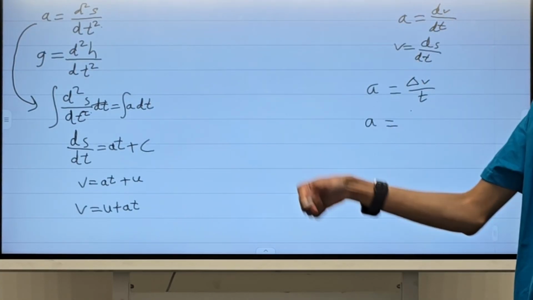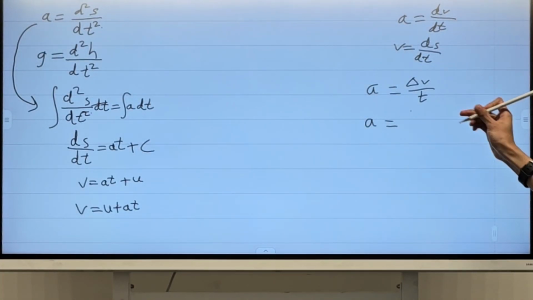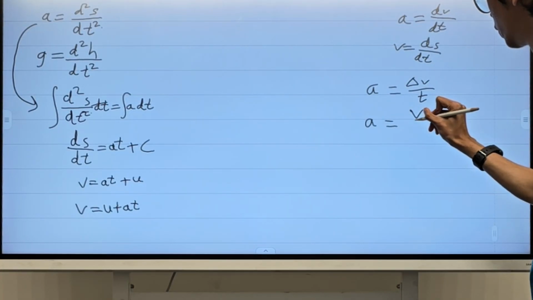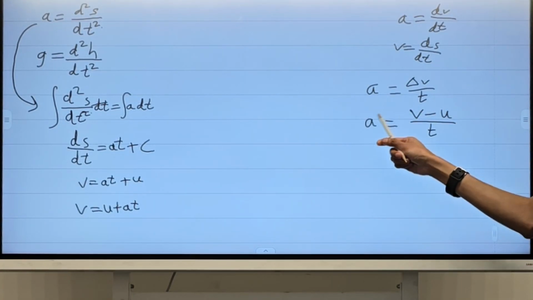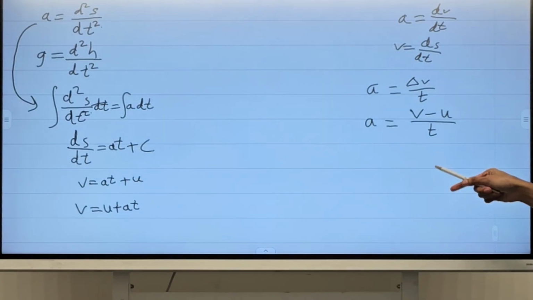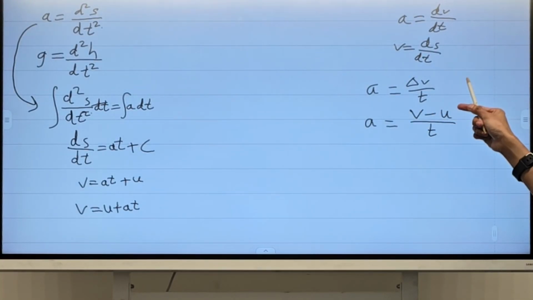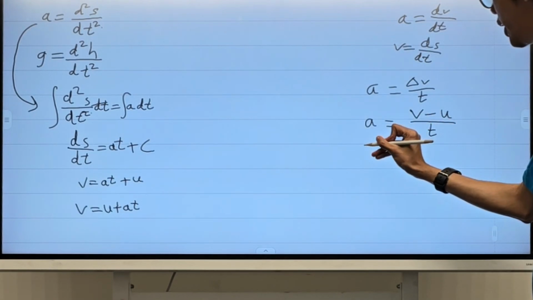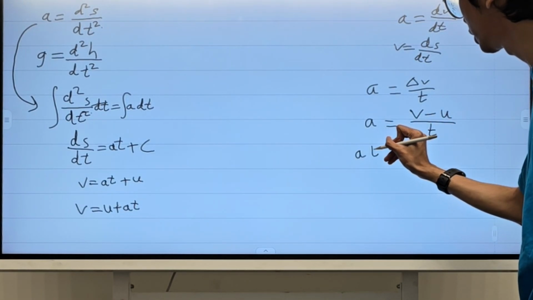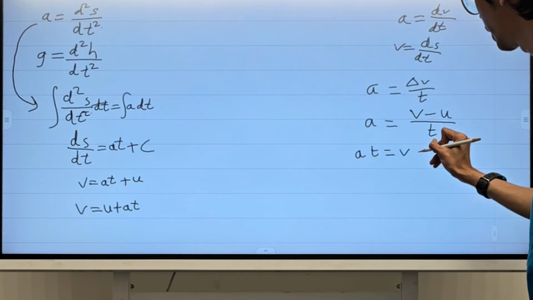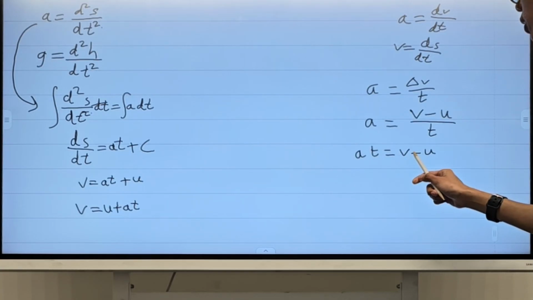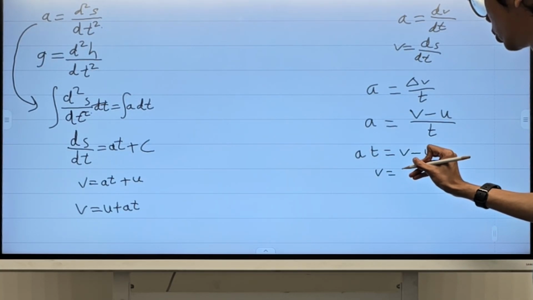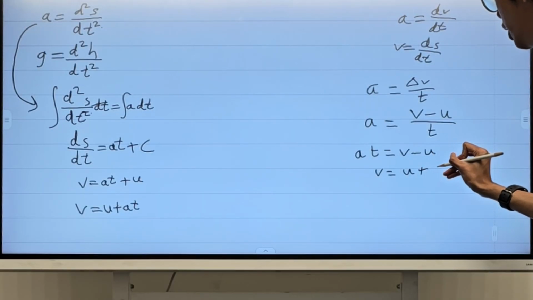If you want to find the speed change, then you subtract the initial from the final. So v minus u over t. That is our definition of acceleration: a is equal to v minus u over t. Multiply t to both sides, and we get at is equal to v minus u. I want to isolate v, so v is equal to u plus at.